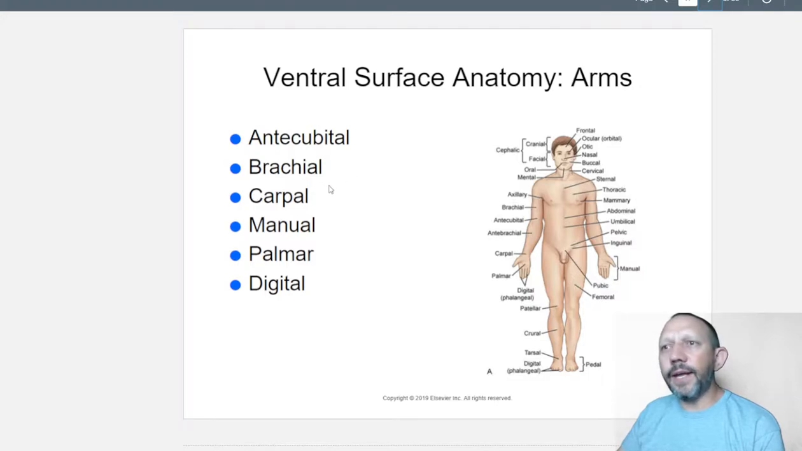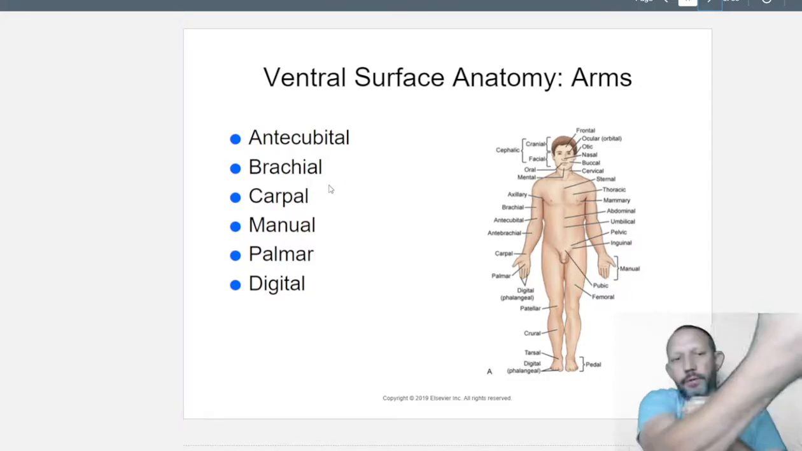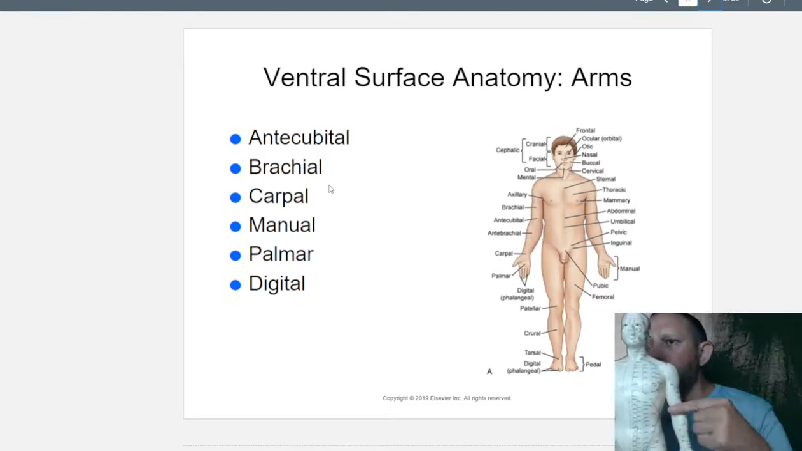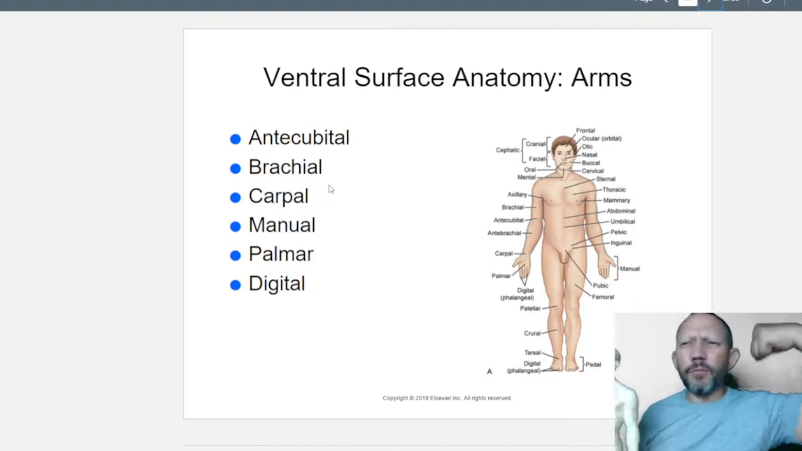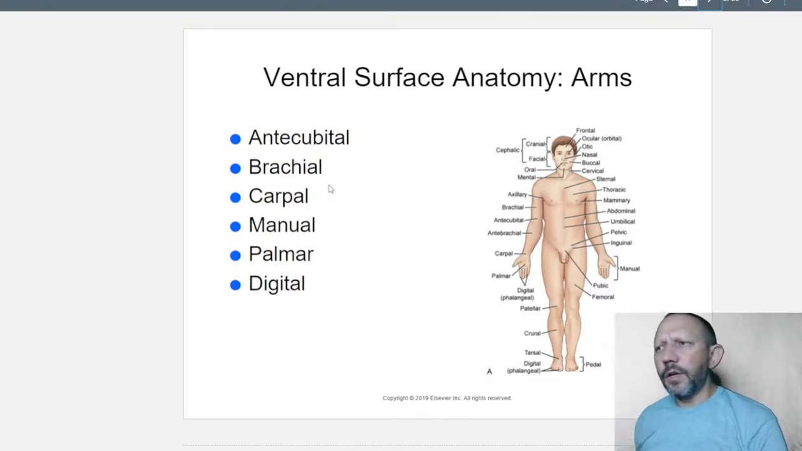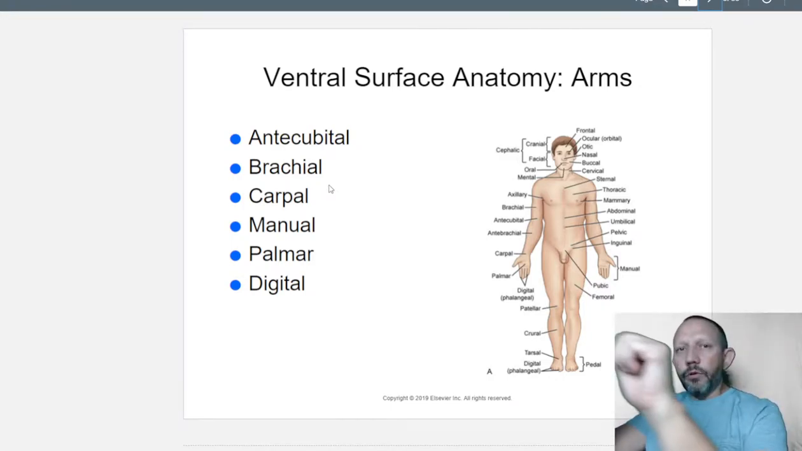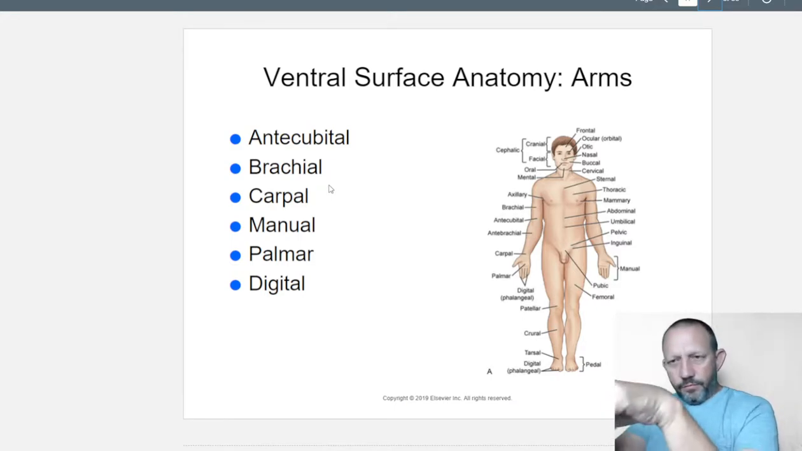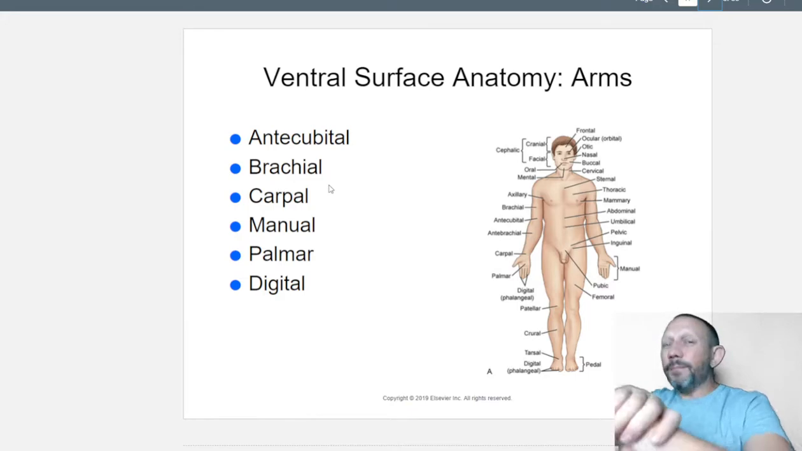Ventral surface, okay. Again, antecubital. You guys are going to see this one a lot. So the antecubital is right there, okay? Brachial. You break your arms, man. You're strong as a brazo, in Spanish, which is a similar term. Carpal. You drive a car like this, with your wrists bent. Carpal, like people get carpal tunnel.